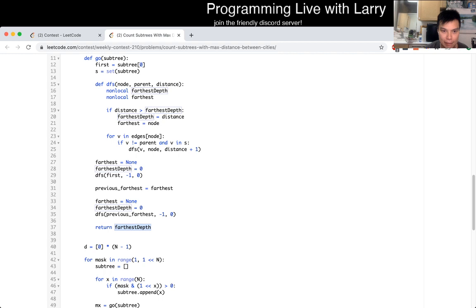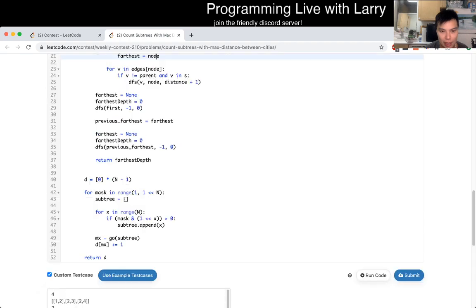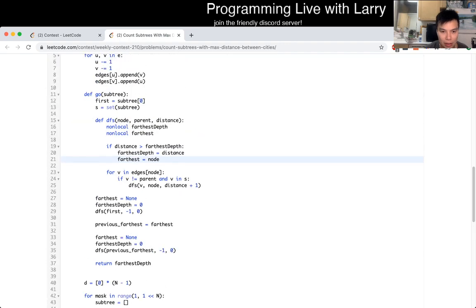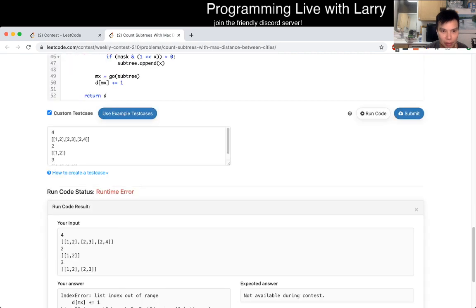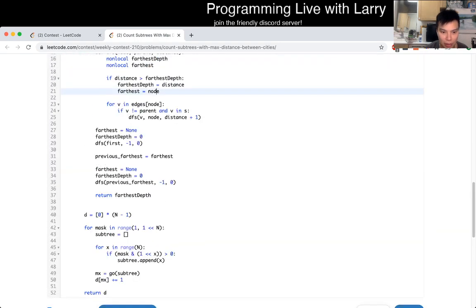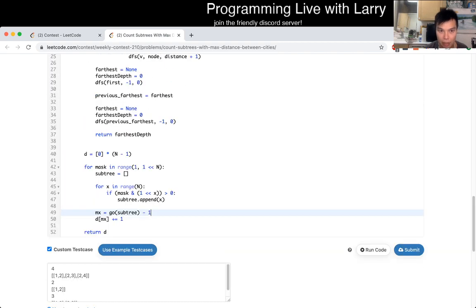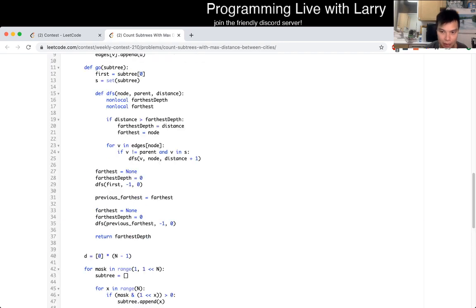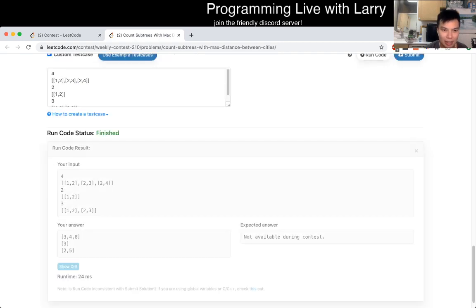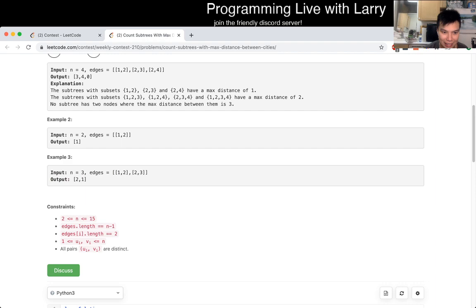Distance is greater than first step. What does that mean? The furthest step is more than that? That's not possible. Or maybe I'm just off by 1 on the furthest distance. That's also probably true. Let's just do this then. 0, yeah, because I start with 0. Okay, so then is that true? I don't know. Let's see. 3, 4, 0. That's not right.